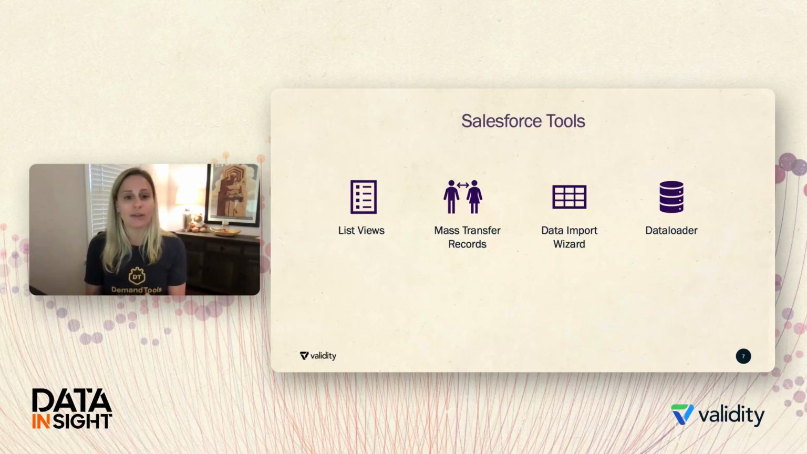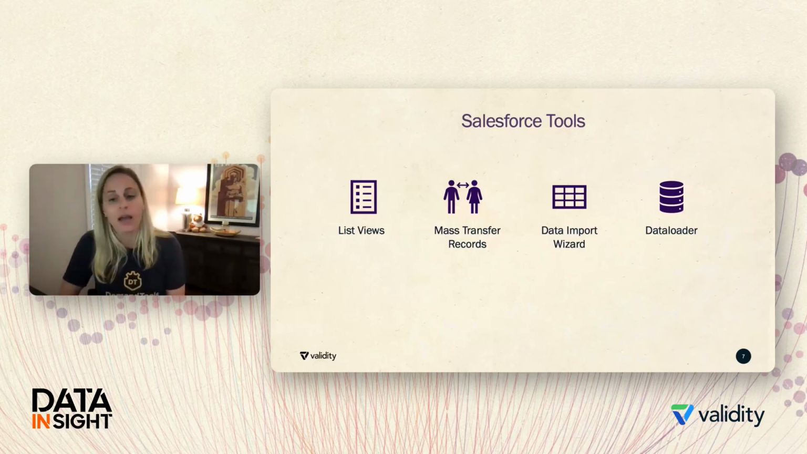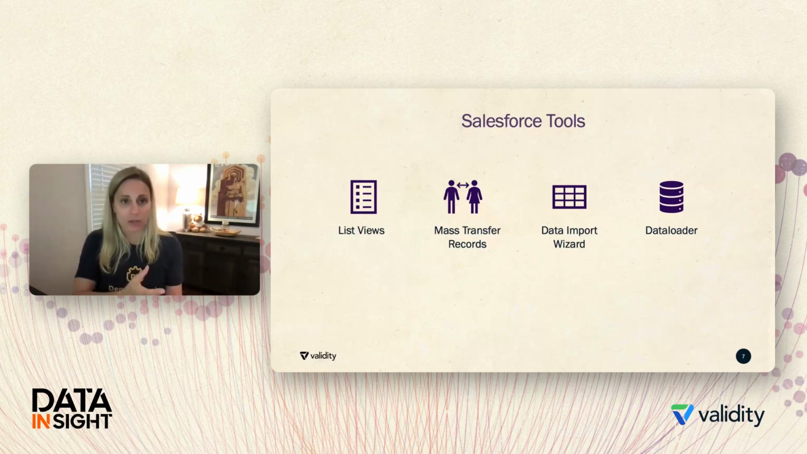And then if we're talking about those record ownership changes, like we were a minute ago, they do offer you a mass transfer records tool, which is just a mass reassignment tool. So again, some limitations with how the data can be split up, like the data you can query to move, and then also what sub-objects can be taken along with that parent object reassignment.